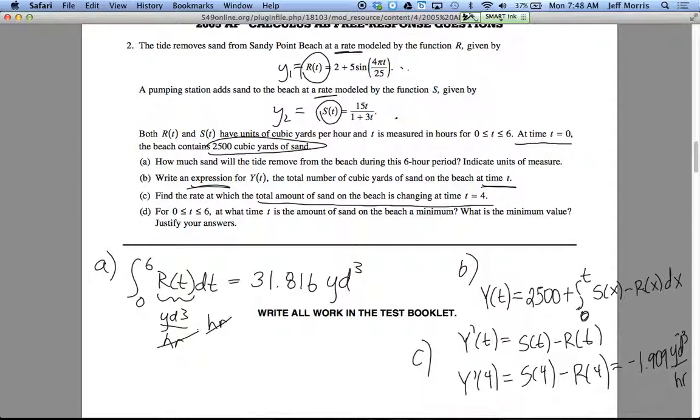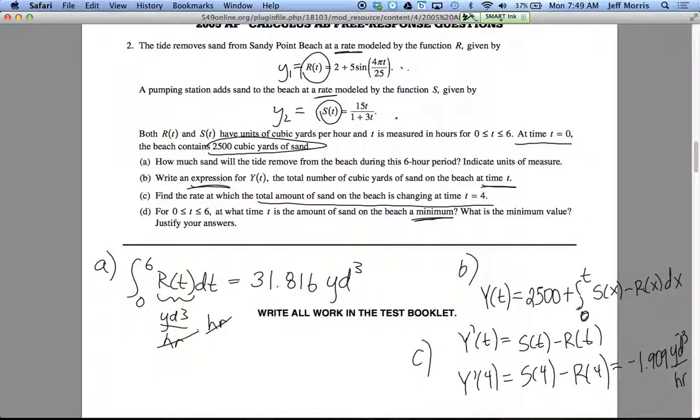Okay? Part D, from 0 to 6. This is an awesome problem. From 0 to 6, because we got everything we need, by the way. From 0 to 6, at what time t is the amount of sand on the beach a minimum?